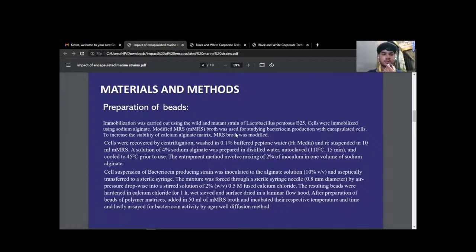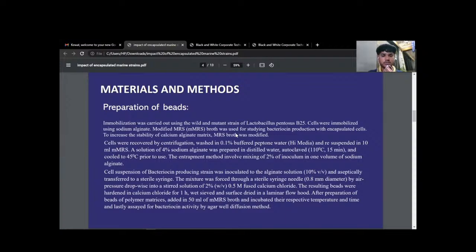Materials and methods. Preparation of beads. Immobilization was carried out using the wild and mutant strains of Lactobacillus pentosus B25. Cells were immobilized using sodium alginate. Modified MRS broth was used for studying bacteriocin production with encapsulated cells to increase the stability of the calcium alginate matrix. Cells were recovered by centrifugation, washed in 0.1% buffered peptone water, and resuspended in 10 ml MRS. A solution of 4% sodium alginate was prepared in distilled water, autoclaved, and cooled to 45 degrees Celsius prior to use. The entrapment method involves mixing 2% of inoculum in 1 volume of sodium alginate.